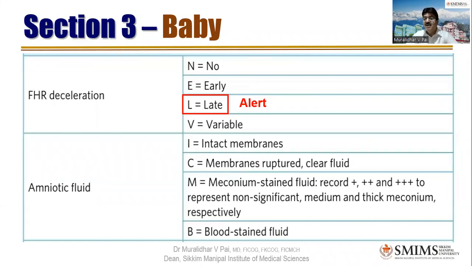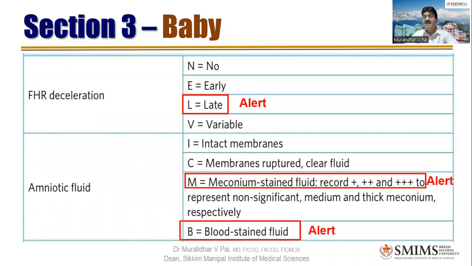So which can be alert here? M is an alert. B is also an alert because there can be intrapartum abruption, which is not good. It could also mean a silent rupture or a rupture of uterus, which is also not good. So M and B are the alerts. If you write M, it's an alert. B is an alert.